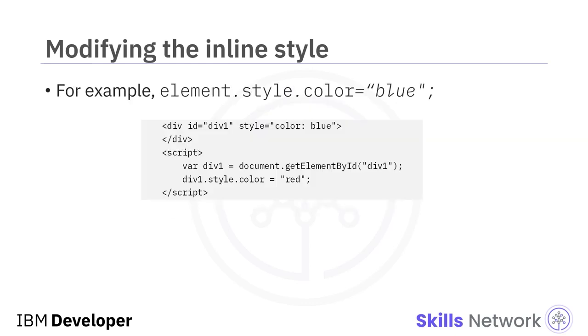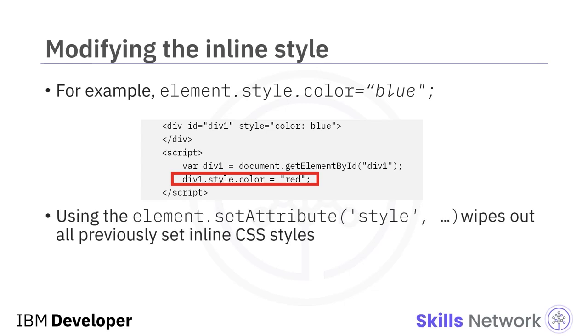For example, if you had an element, div style equals color:blue. Here, the div tag is used to group block elements to format them with a color style. You can change the style of this div tag with the JavaScript statement div.style.color=red. In contrast, the element.setAttribute wipes out all previous set inline CSS styles.